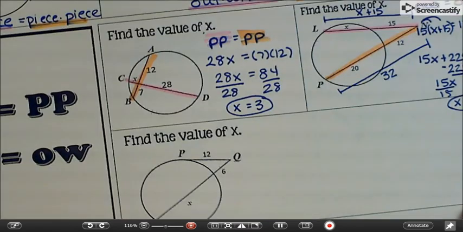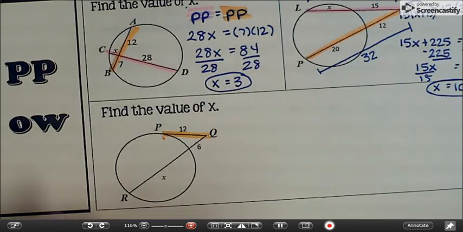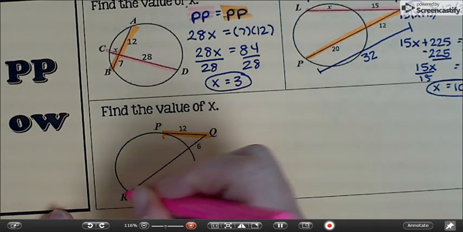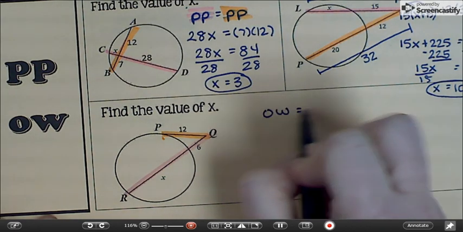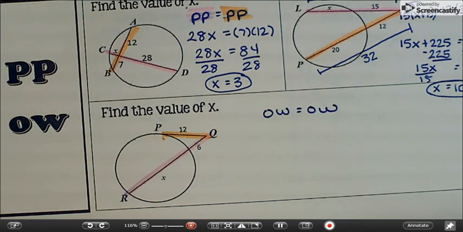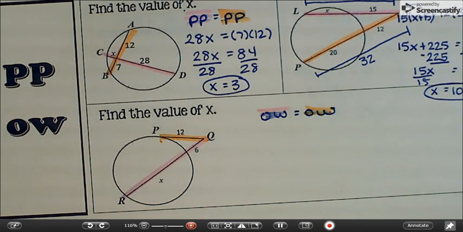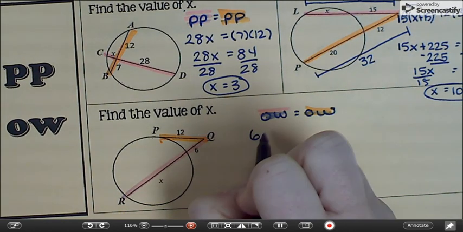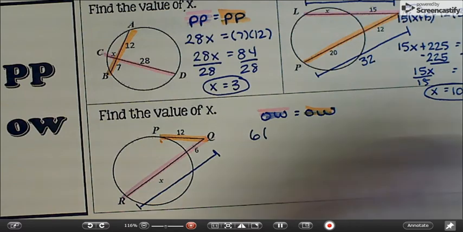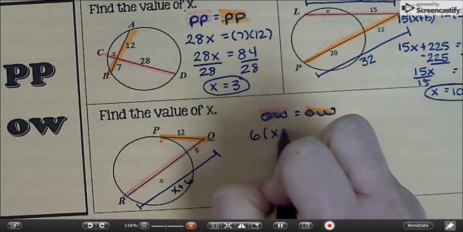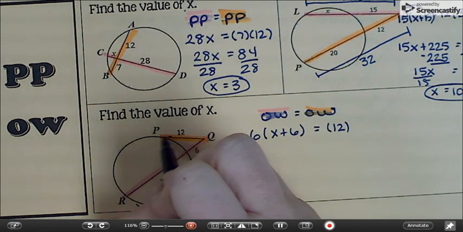All right, and one more, find the value of x. I'm going to color code these again. We have an orange segment and a pink segment. And hopefully you can see that this is outside of the circle, so we're going to use ow equals ow. All right. So for our pink segment, the outside is 6. The whole thing from here all the way to here would be, hopefully you said x plus 6 in your head, equals the outside piece of the orange times the whole orange.